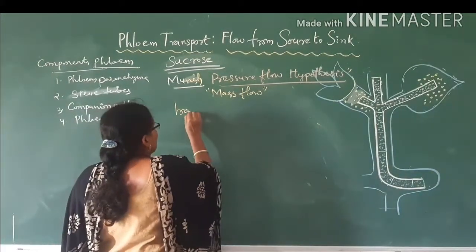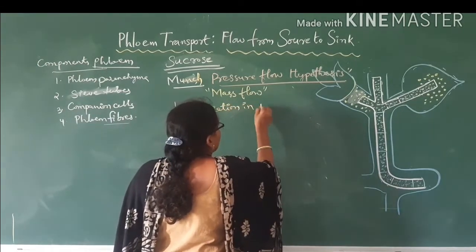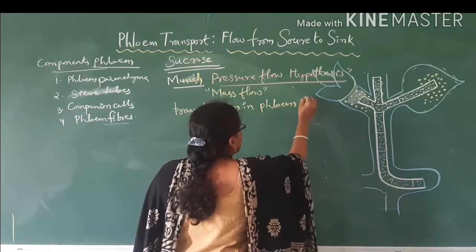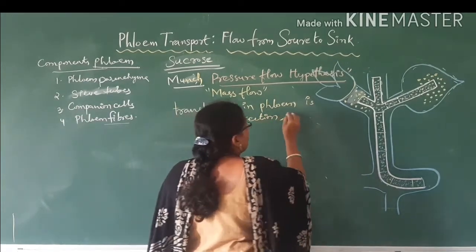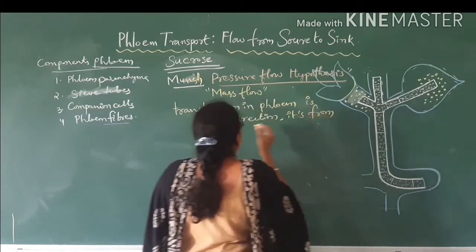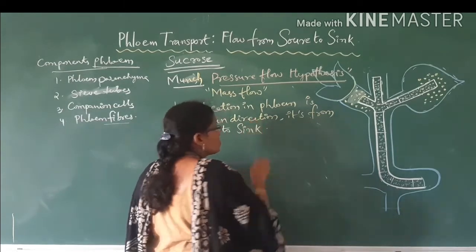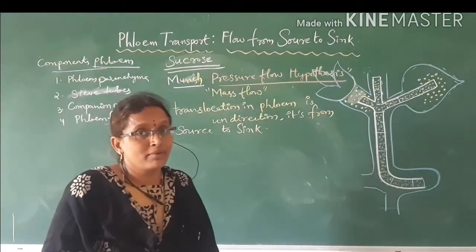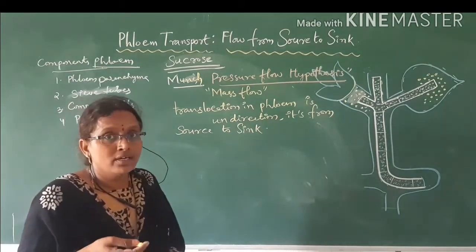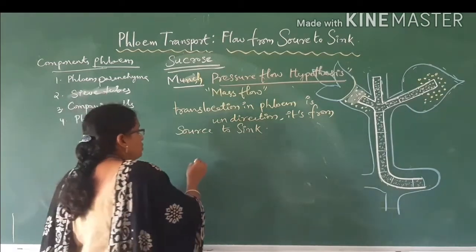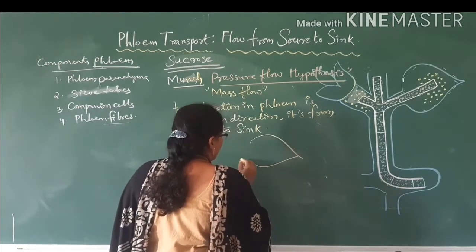Translocation in phloem is from source to sink. The place where the food materials are prepared is called the source, and where they are going to be delivered is called the sink. We know that the leaf prepares the food materials.